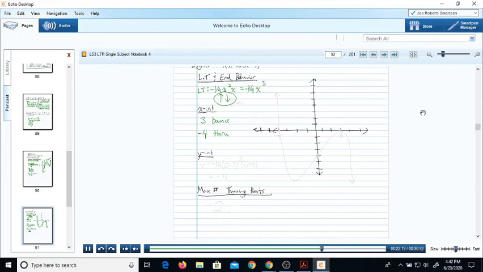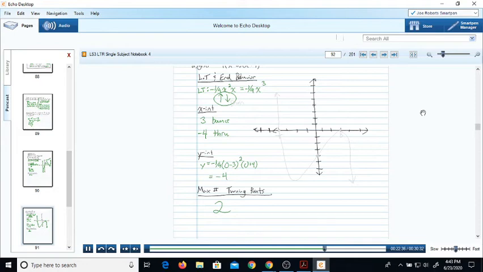And then for our y-intercept, we set the x value to 0. And if you want, you can just type that into your calculator, and we get negative 4. So there's our y-intercept. And note this is degree 3, so we can have at most 2 turning points.